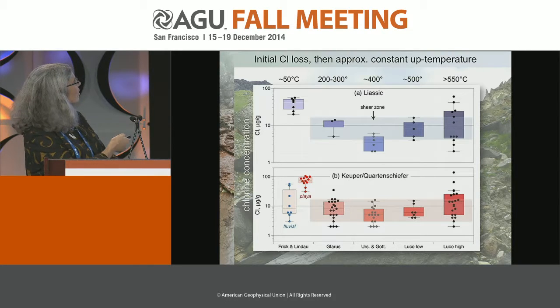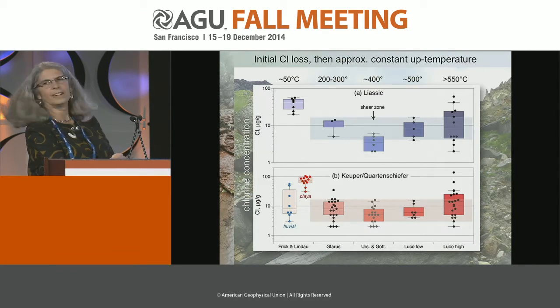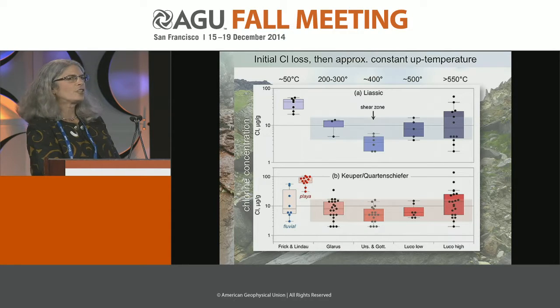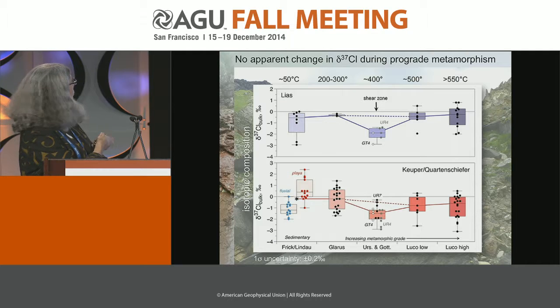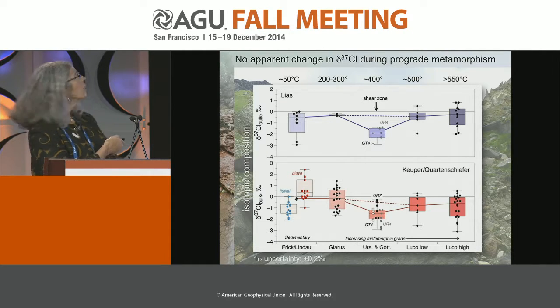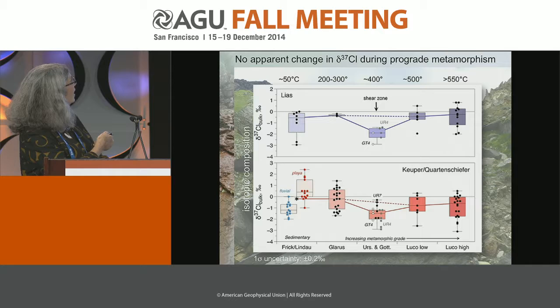But if you look at the other localities and these data here, you see that roughly there's no change in concentration. And if we look at all the data in terms of chlorine isotopic composition, we see more or less the same thing. There's a lot of scatter at different localities, but if you look at the median for each population, which is the horizontal line in each of these boxes, they're broadly constant except within this shear zone, from sedimentary conditions to middle amphibolite facies conditions.